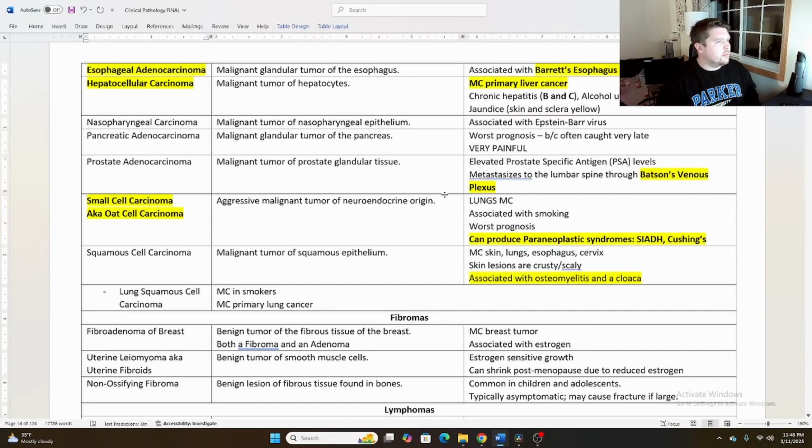Another one, prostate. Anything that has to do with prostate cancer, we want to remember this specific word, Batson's venous plexus. The Batson's venous plexus, it's through this blood system that prostate cancer can metastasize to the low back.